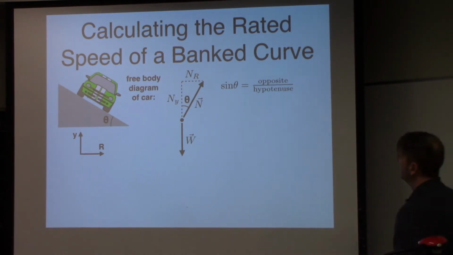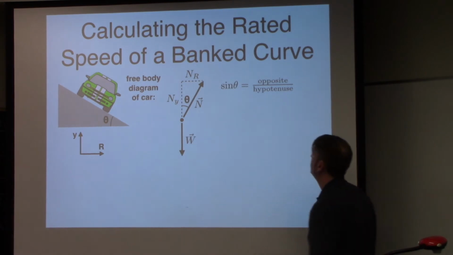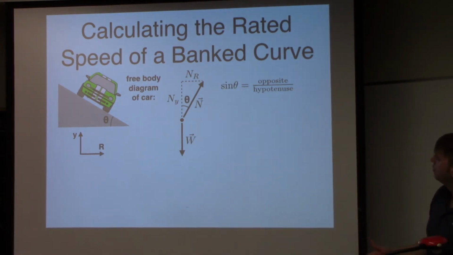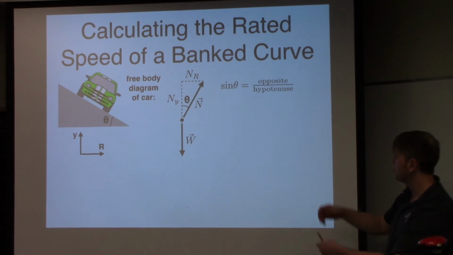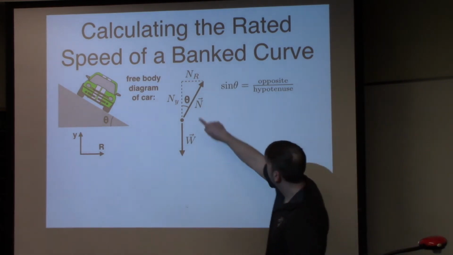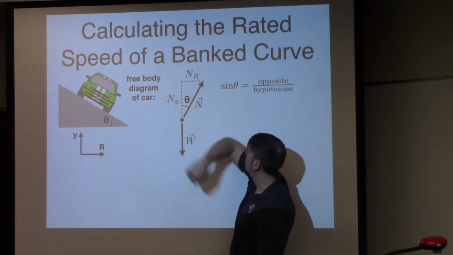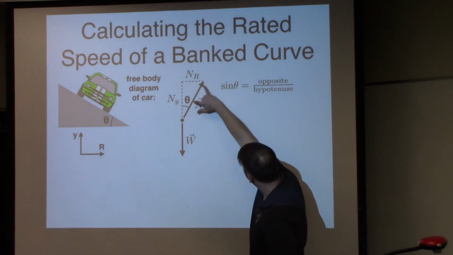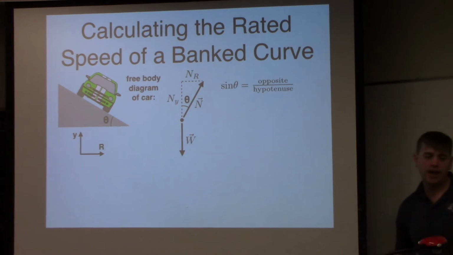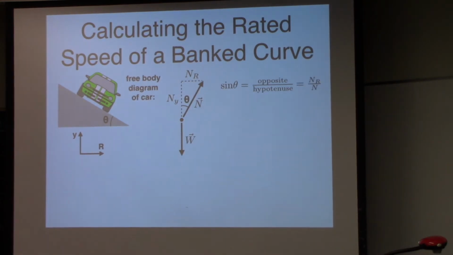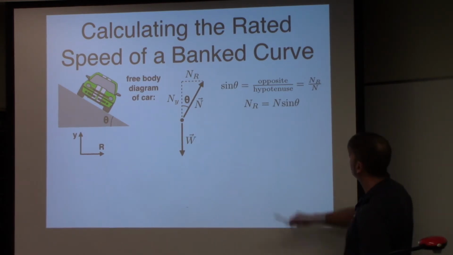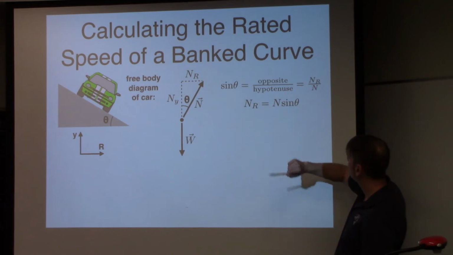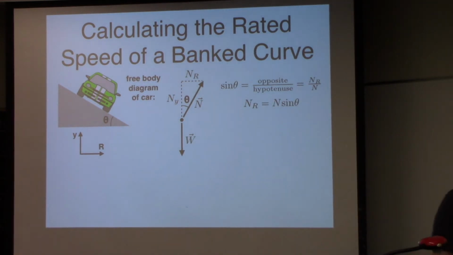Because if you look at this angle here, the sine of the angle is equal to the opposite side of the triangle over the hypotenuse. We've just constructed a right triangle where the opposite side is NR, right here, opposite my angle theta. The hypotenuse is the long side right here, which is the full magnitude of the normal force. So that's opposite NR divided by hypotenuse N, which means NR is just N sine theta, the magnitude of the normal force times sine of the angle of the embankment.